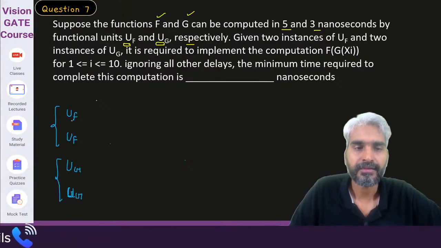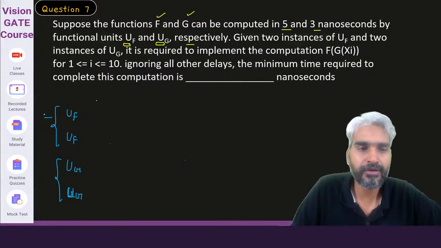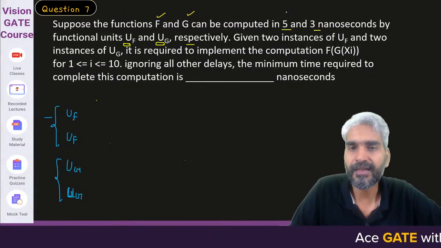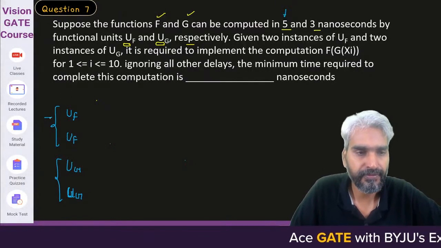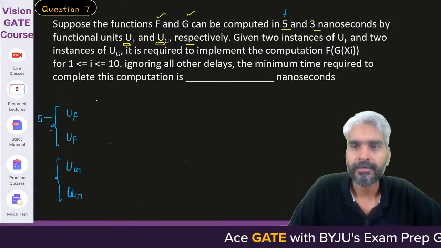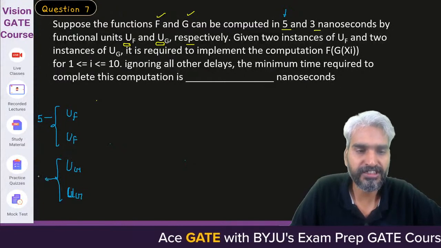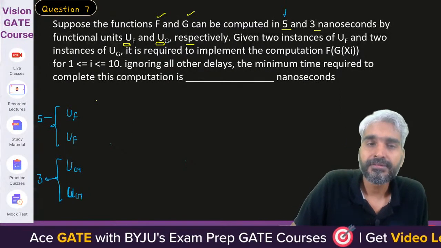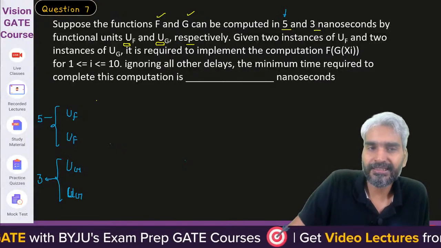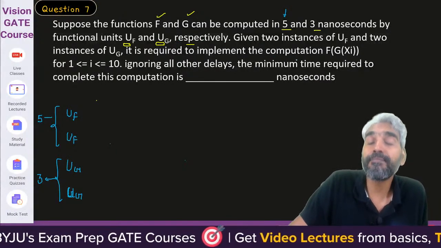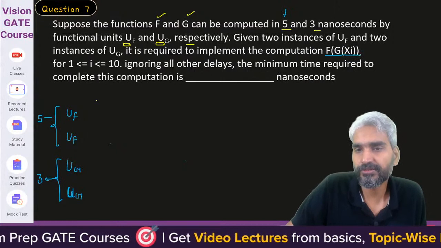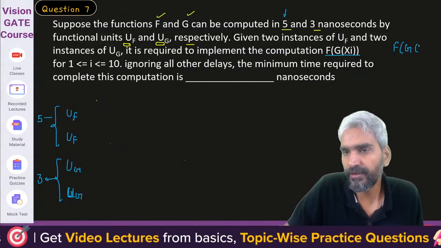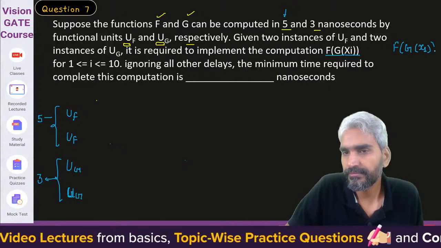Good enough, sir. Now, for this type of unit, the computation of function F will take 5 nanoseconds, and the computation of function G will take 3 nanoseconds. Now, that's okay. Given two instances of this, it is required to implement the computation of this particular function. So, you actually need to evaluate F of G of x1.